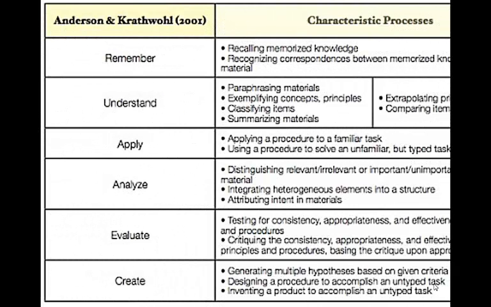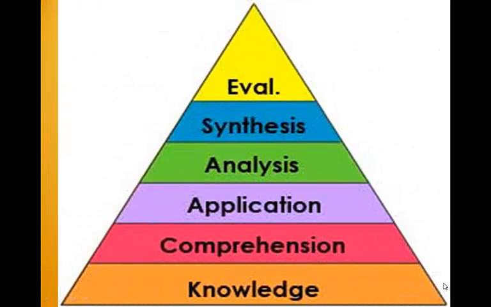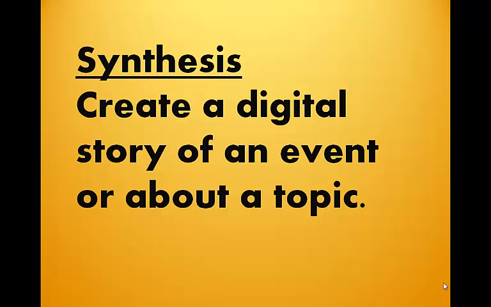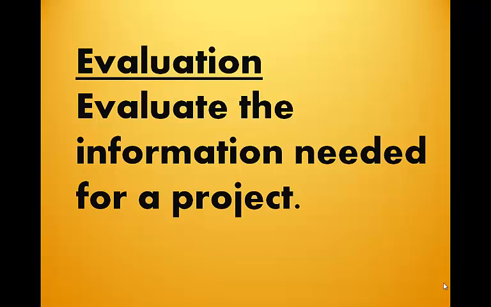Also, digital storytelling, like Spicy Notes, can address Karlov's effective objectives, such as apply and analyze. Also, digital storytelling addresses the 6 levels of Bloom's taxonomy. For example, digital storytelling can address the synthesis and evaluation levels of Bloom's. Under synthesis, students can create a digital story of an event or about a topic. Under evaluation, students can evaluate the information needed for a project.